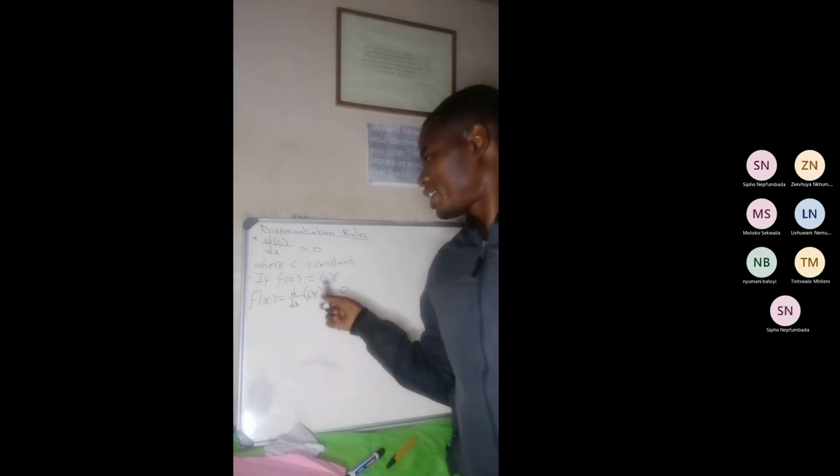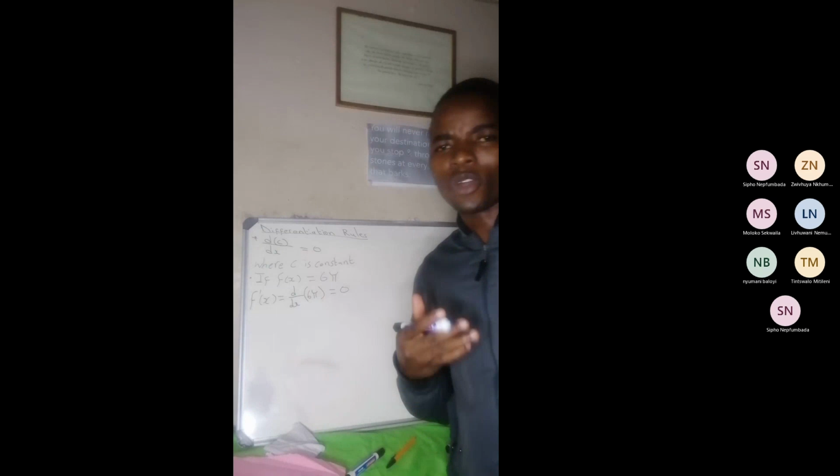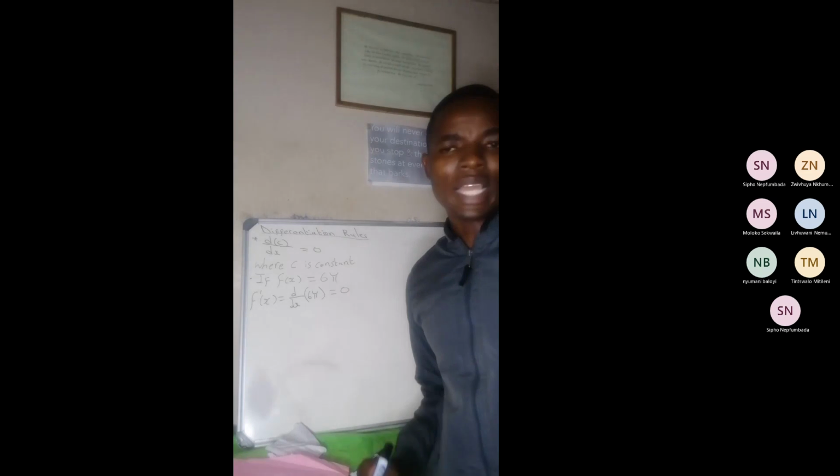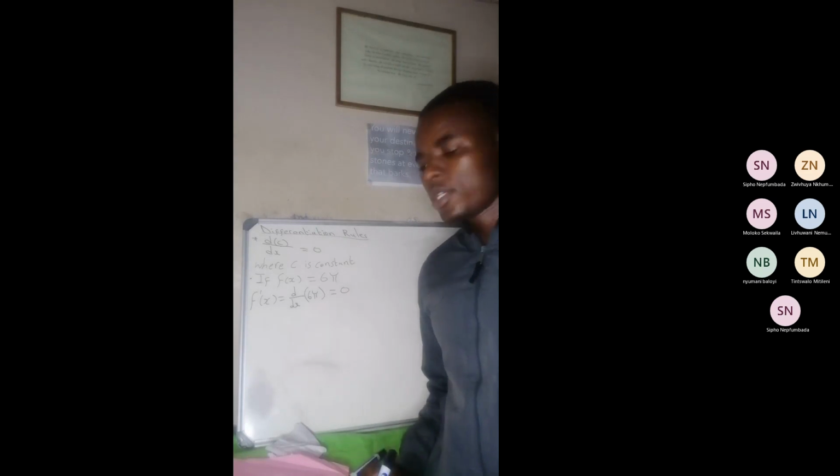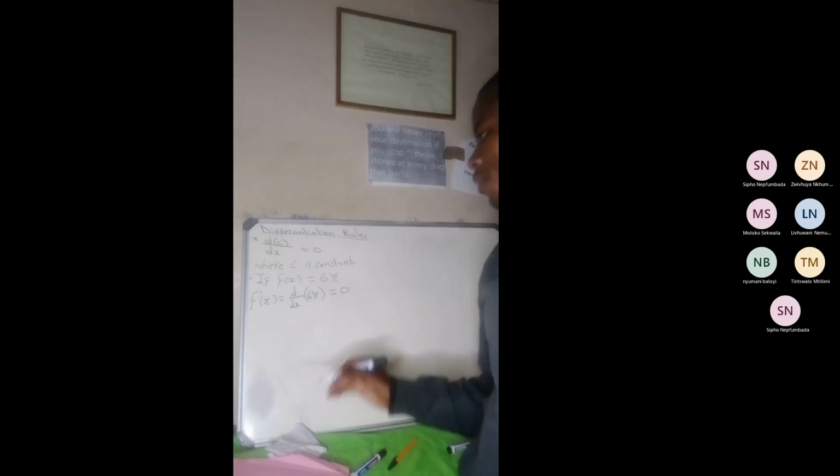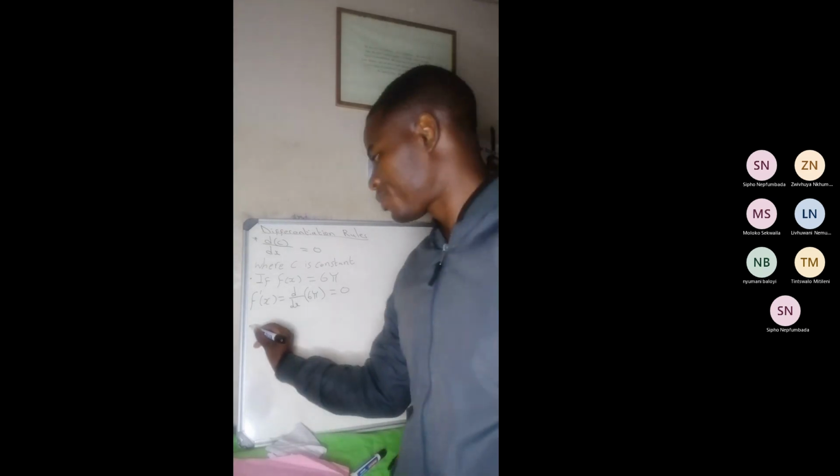Why is it equal to 0? Because we don't have a variable x here. 6 pi is like a constant. Let me spell it out together. 6 pi is like a what? It's like a constant.